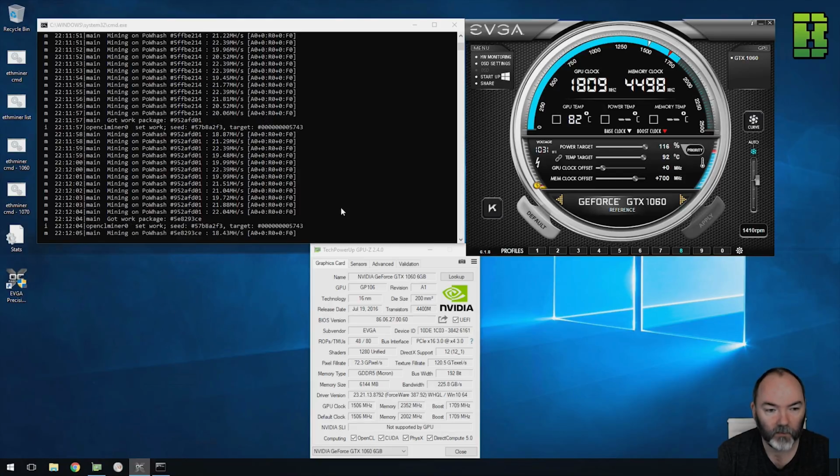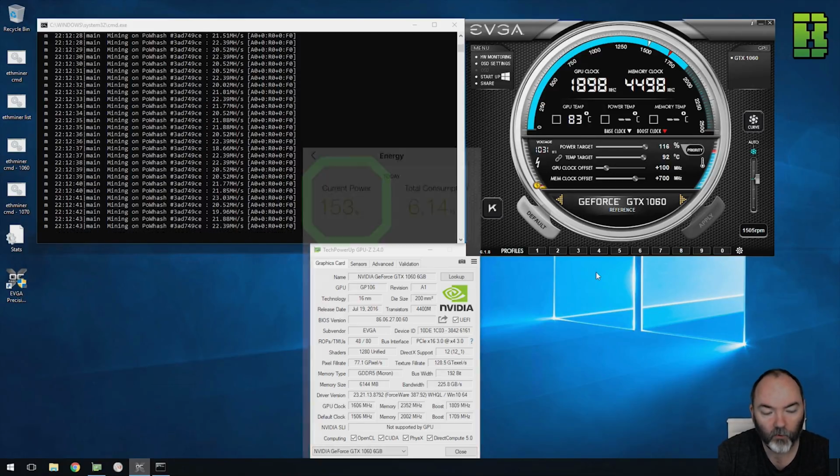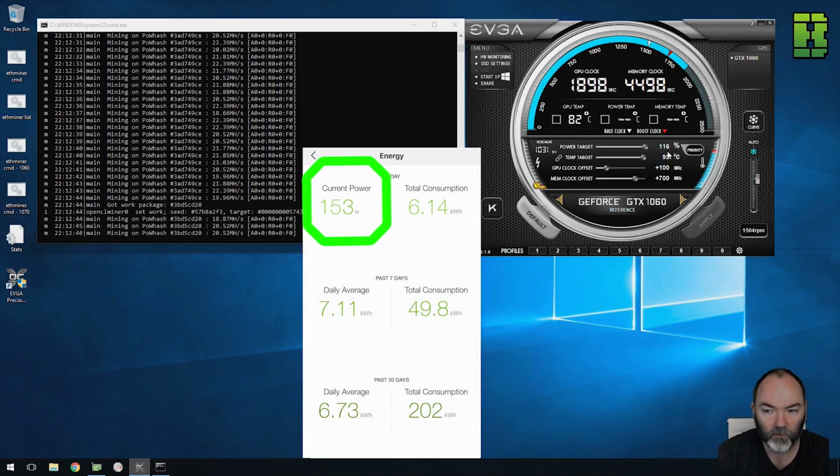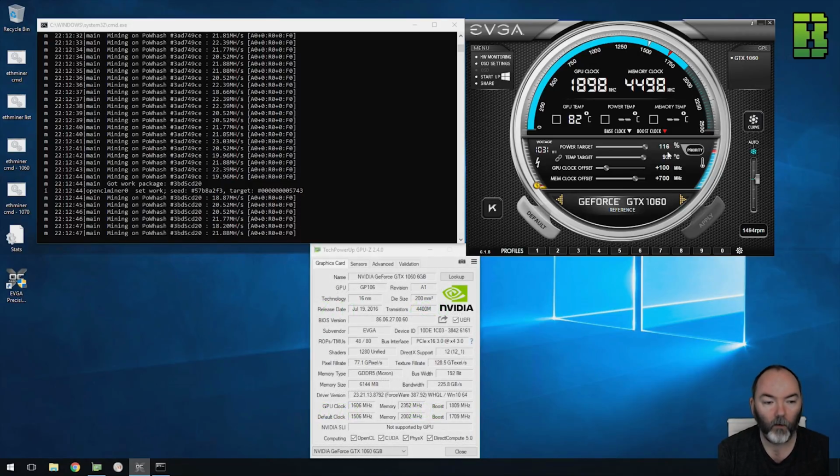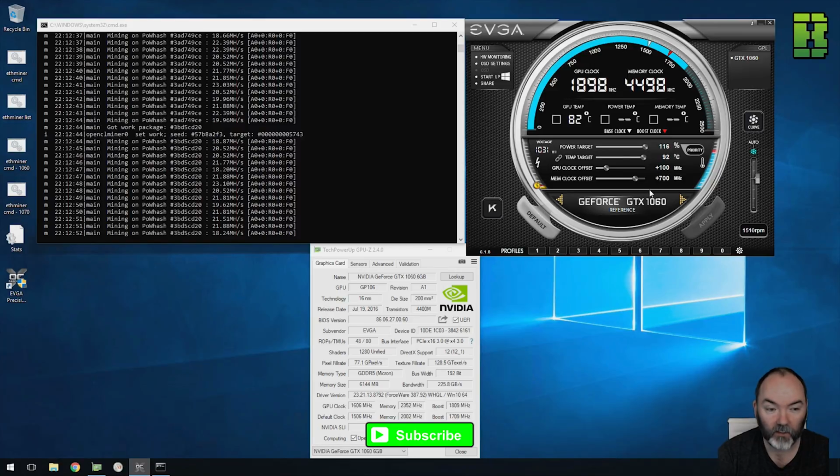This is pushing it probably to its limit. We're going to try one more with a bit more GPU clock and see if we can get a bit better. Okay, so here we are. The power draw is 153 watts. We've got 116% power, so we're giving it full power still here, as much as it can take. I've put the clock to 100 and that's about as stable as I can get it here.